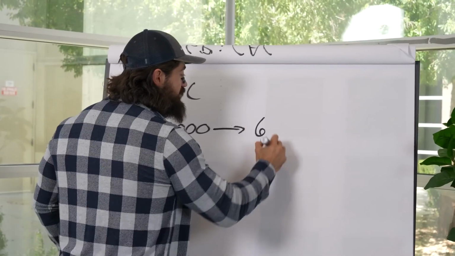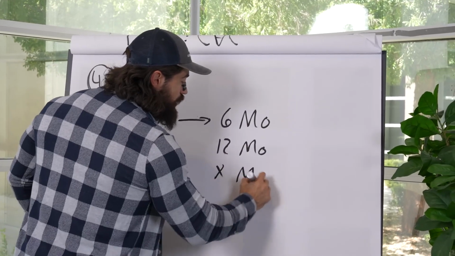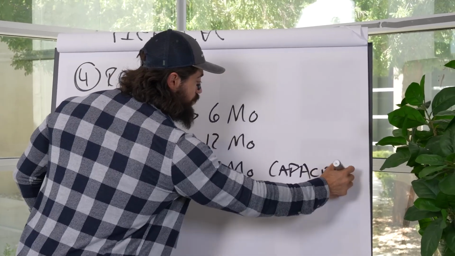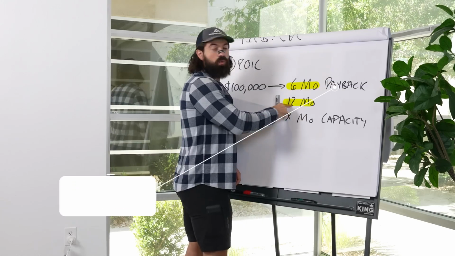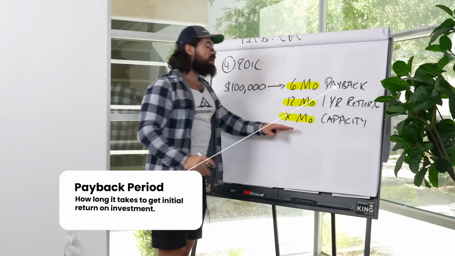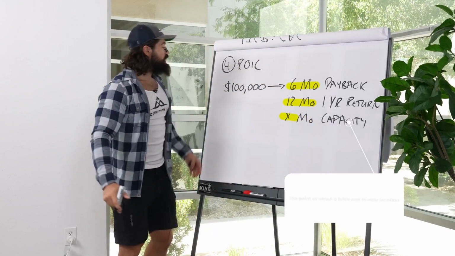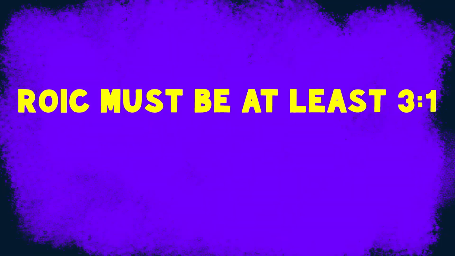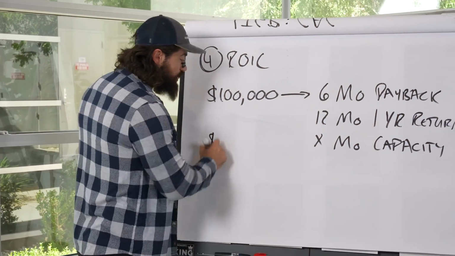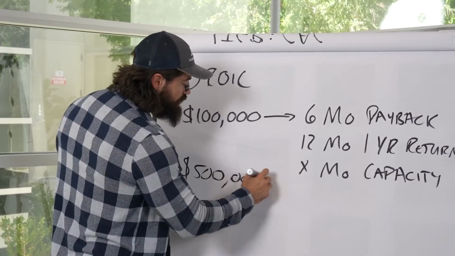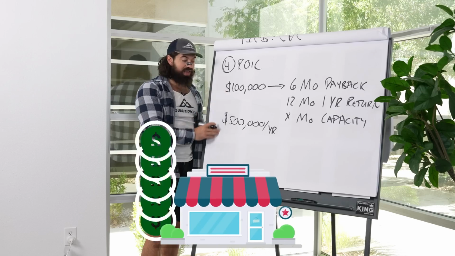And at month 6, we're here, at 12 months, we're here, and at X months, we're at capacity. The question is, first, how quickly do I make my money back, which is the payback period? Then, what is my 1-year return? And then what am I making once it's at capacity? Because I want to know how much cash flow this thing kicks off. And so in this example, I love to see at least 3 to 1, ideally 5 to 1. Meaning if I put $100,000 in, once we're at capacity, we're at $500,000 per year in profit. I put $1 in, I get $5 out.